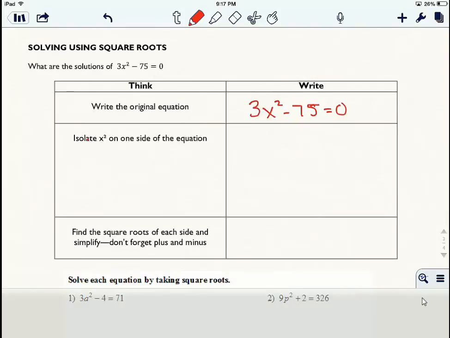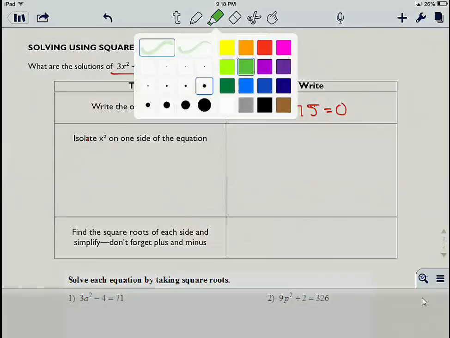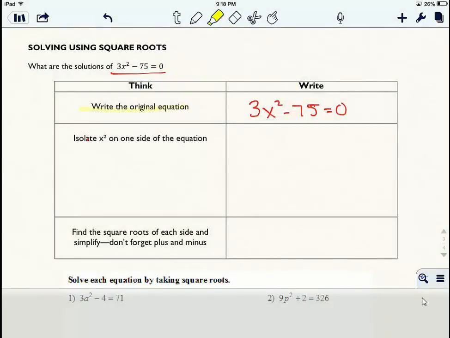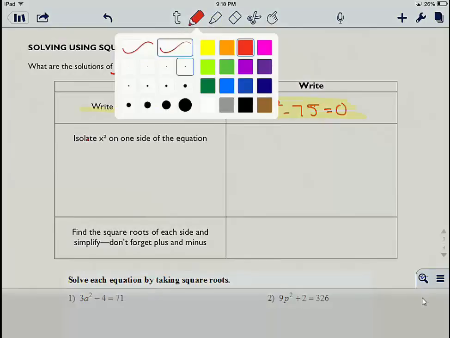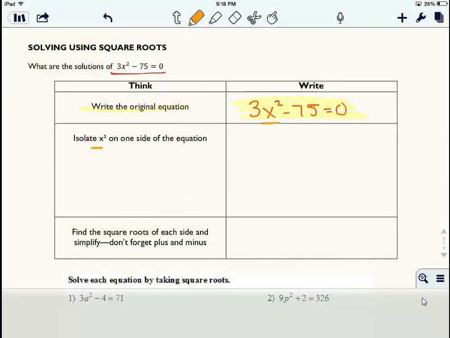And it says, what are the solutions of 3x squared minus 75? So step number 1, it says to write the original equation. And so I've rewritten it right here. Again, when you do Math Excel, you need to do it in your notebook. Now we want to isolate the x squared on one side of the equation. So we are going to do the opposite of negative 75. We're going to add 75 to both sides.